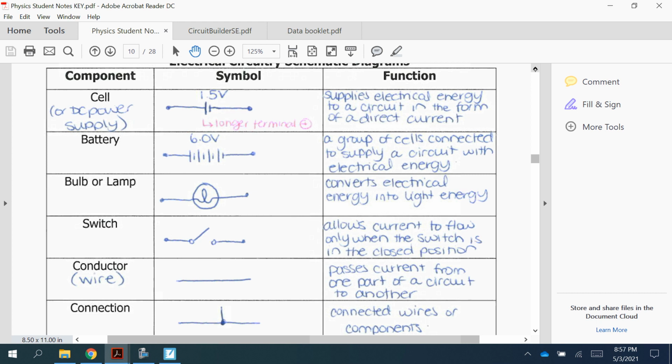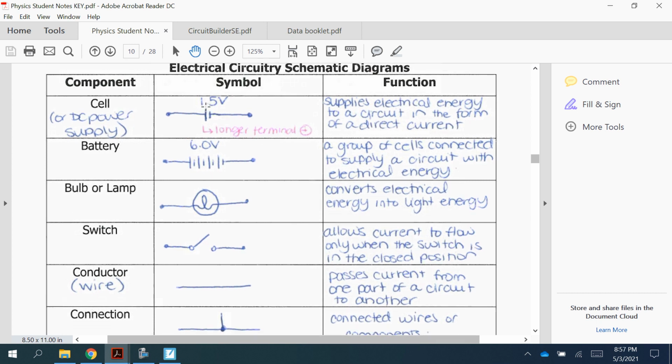So a cell, sometimes we'll see it as a DC power supply, so we'll talk about direct current a little bit later today. What it looks like is kind of, no, it will not let me write. I still think it won't let me do this.